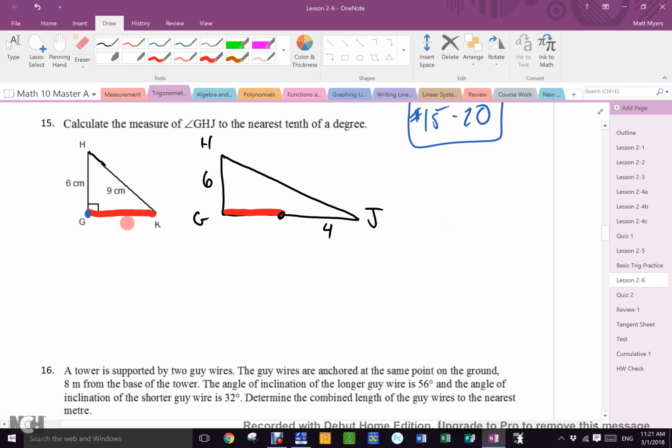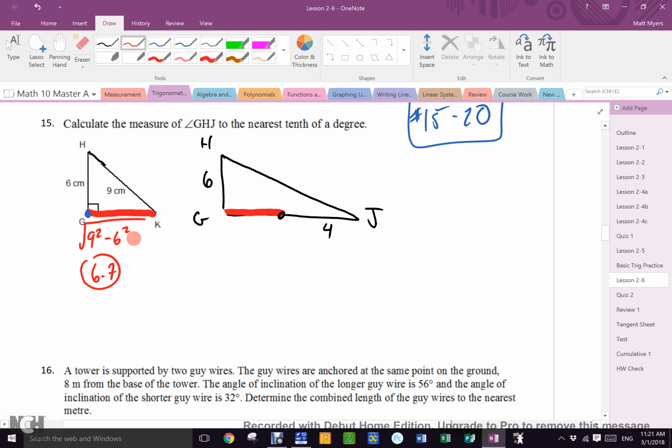Yes. Okay, good. So, can I find this red distance on this triangle? How? Pythagoras. This is 9 squared minus 6 squared. Then I square root the whole thing, yes? Which gets me approximately 6.7. Agreed?